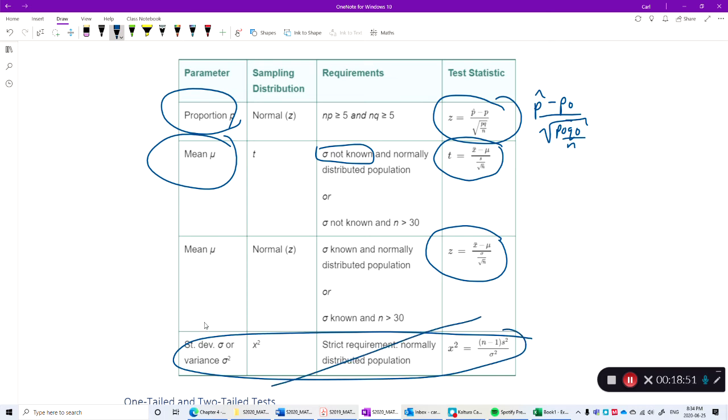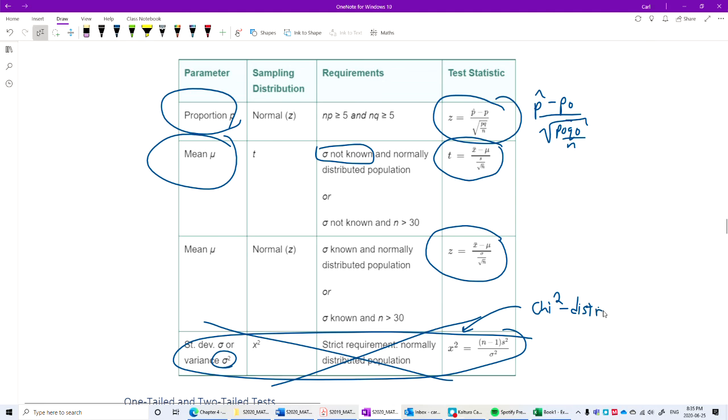And then this last one, we're not going to do in this course. It is testing a hypothesis about sigma squared. In that case, it follows what's called the chi-squared distribution. But we can't do everything. So if you hear about a chi-squared distribution, it's probably somebody trying to say something about the variance. And you'll have to look that one up in a textbook.